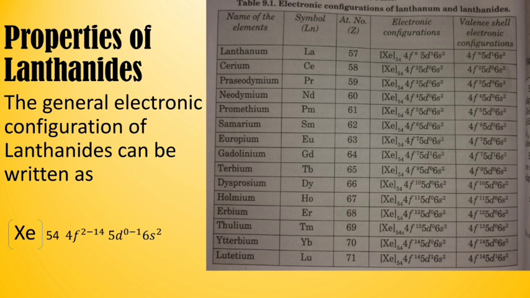All the lanthanides have been allotted one single position in the periodic table on account of great similarity in their electronic configuration and chemical properties. This is all about the electronic configuration of lanthanides.